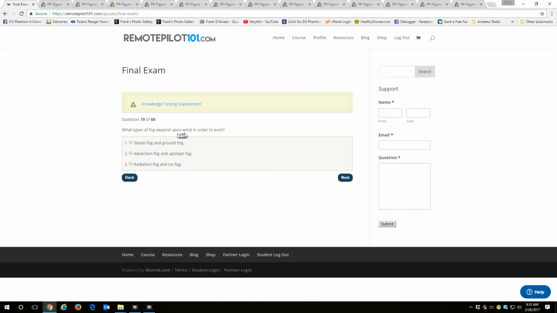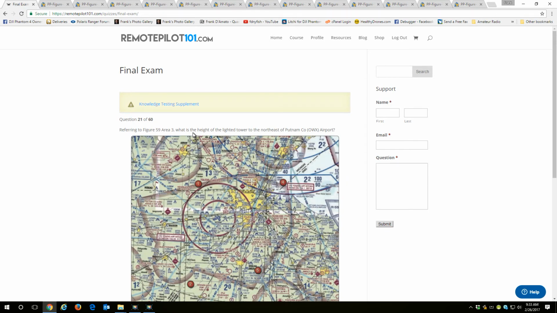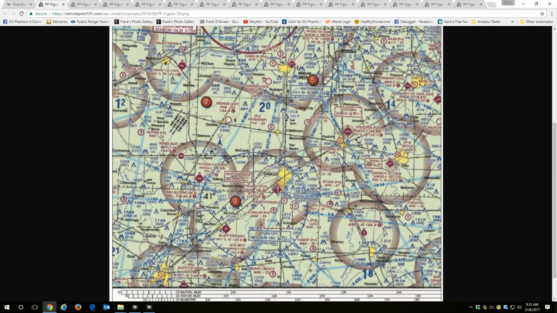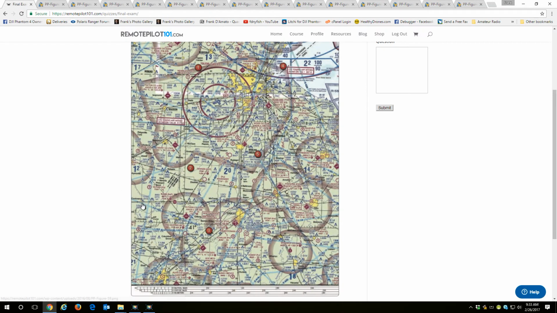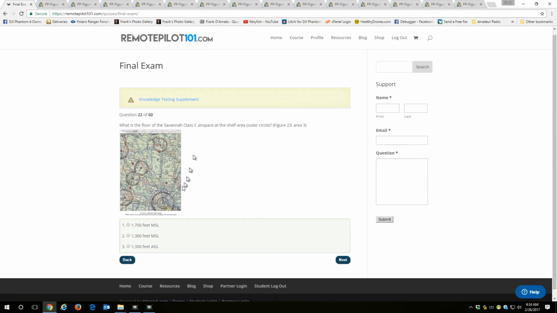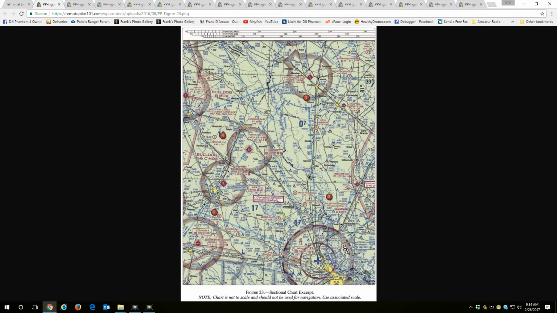What type of fog depends on wind in order to exist? Convection and upslope fog. What are characteristics of stable air? Poor visibility, steady precipitation. What is the height of the lighted tower northeast of Putnam County? 1817, 1090, 1817. What is the floor, Savannah C? The floor, 1300 MSL.